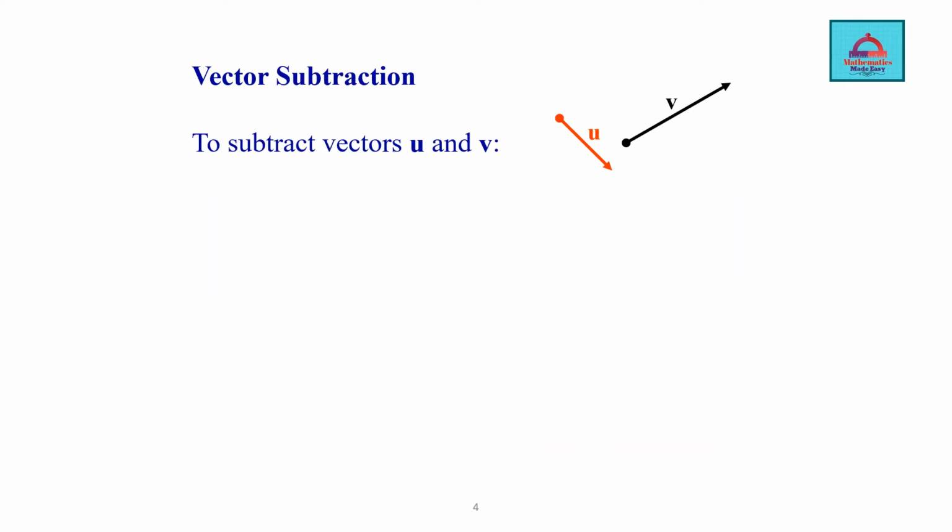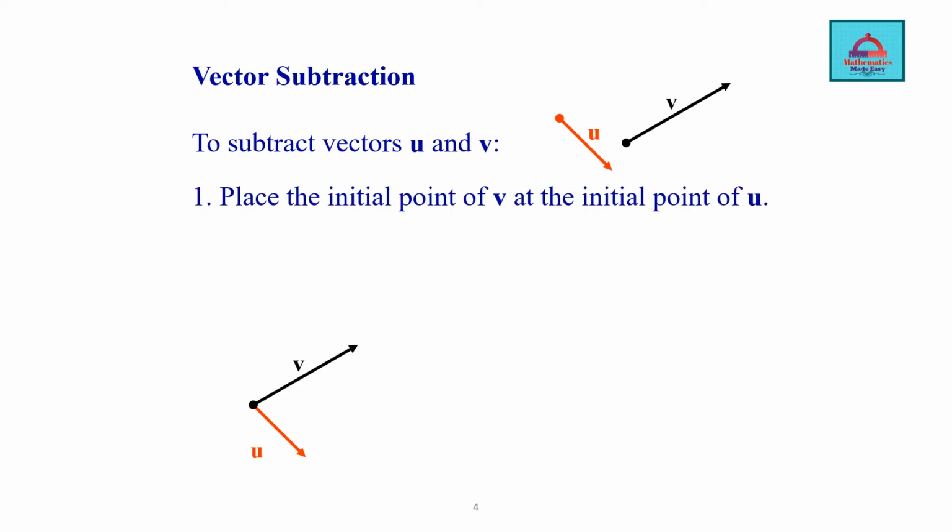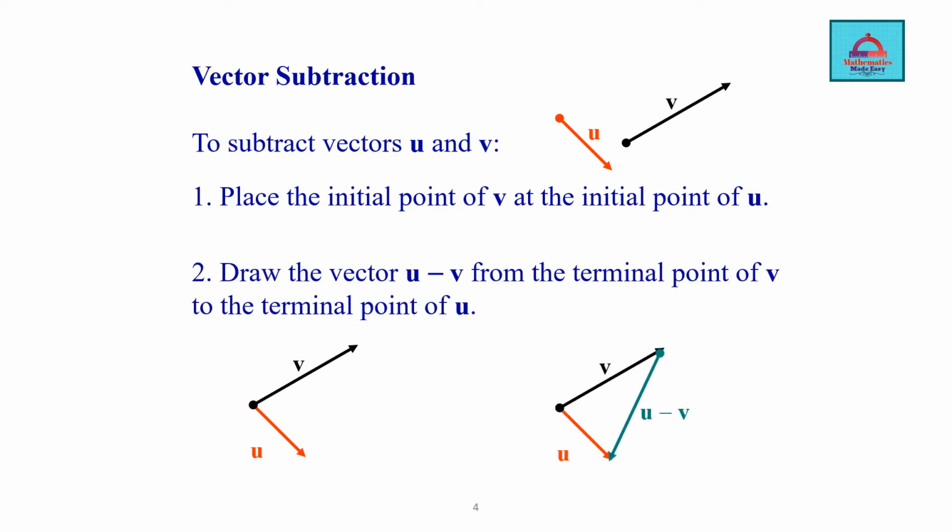For vector subtraction, you just have to change the direction. So if you have u and v, then place the initial point of v at the initial point of u. So you are changing the direction, you are making it minus v. So the direction is changed, and then you find the resultant by joining the tail of the top of v with the top of u. So draw the vector u minus v from the terminal point of v to the terminal point of u.